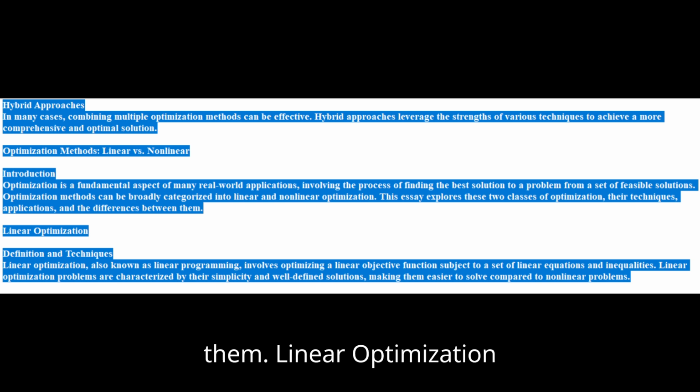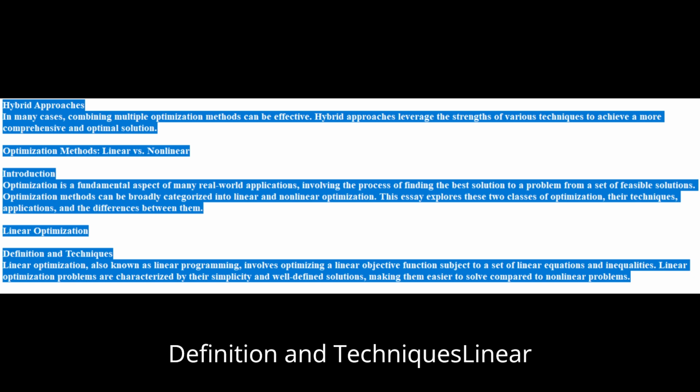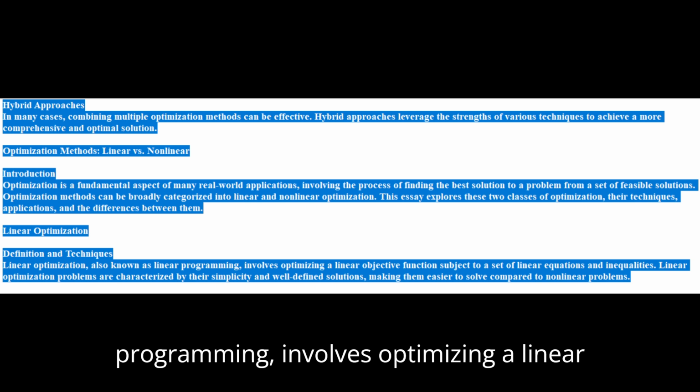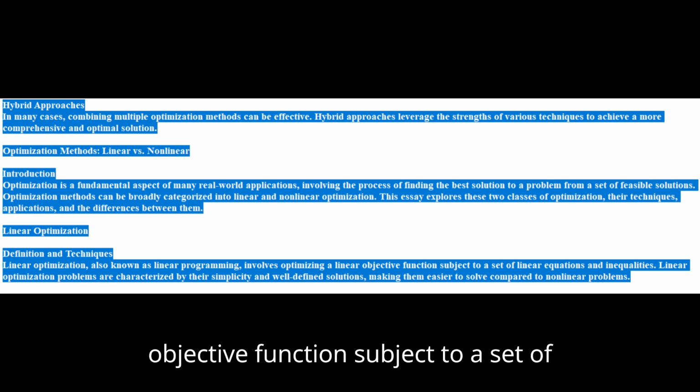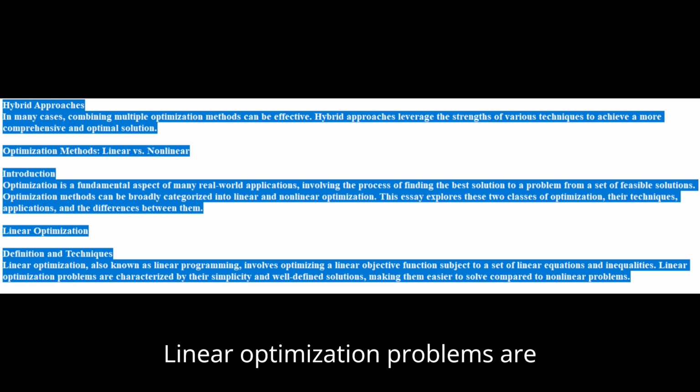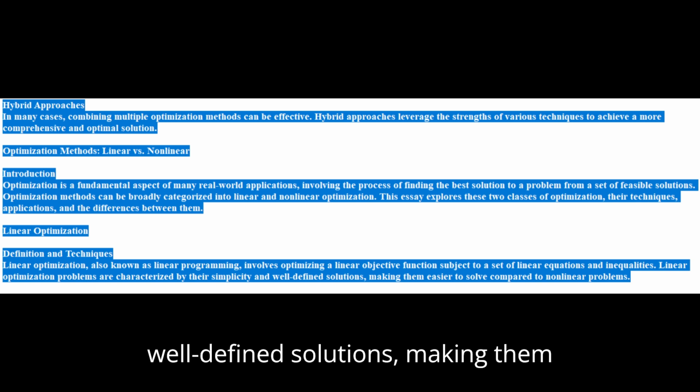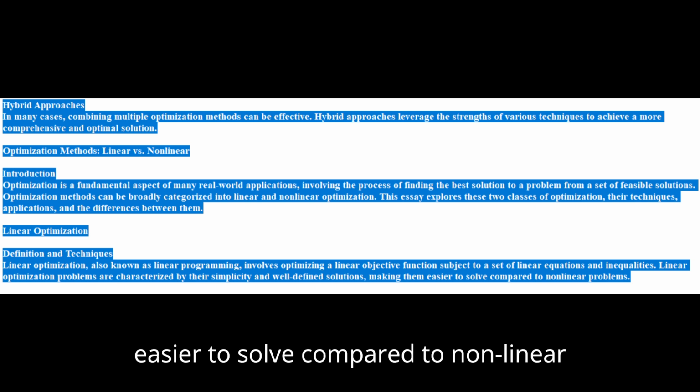Linear optimization. Definition and techniques. Linear optimization, also known as linear programming, involves optimizing a linear objective function subject to a set of linear equations and inequalities. Linear optimization problems are characterized by their simplicity and well-defined solutions, making them easier to solve compared to nonlinear problems.